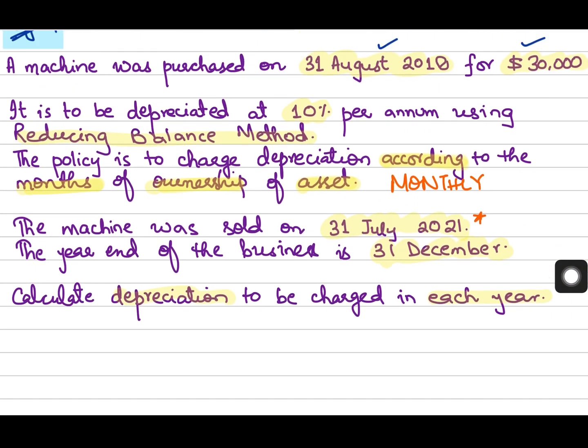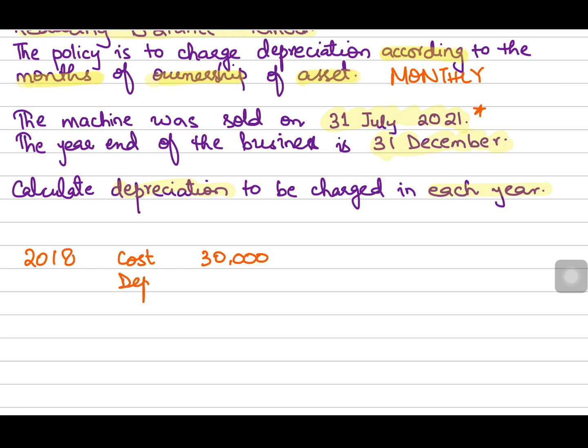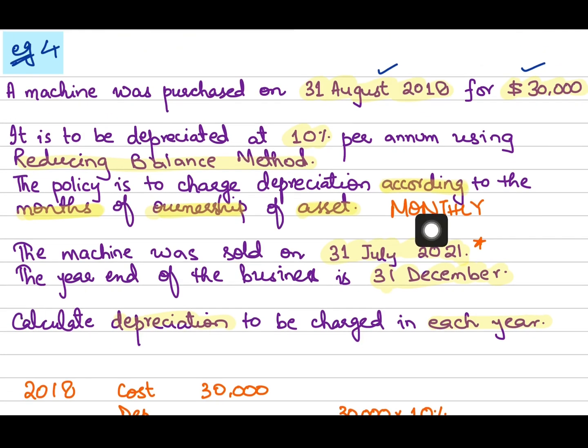Now we will be following the monthly basis policy. Okay. So what will happen in 2018? The rate will be applied on the cost, right. So the cost is how much? It is $30,000. The depreciation will be $30,000, that is cost multiplied by the rate of 10%. Now should I just stop here and take $3,000 as my depreciation in the first year? Can I do this? No, I cannot, because I am following the monthly basis policy.